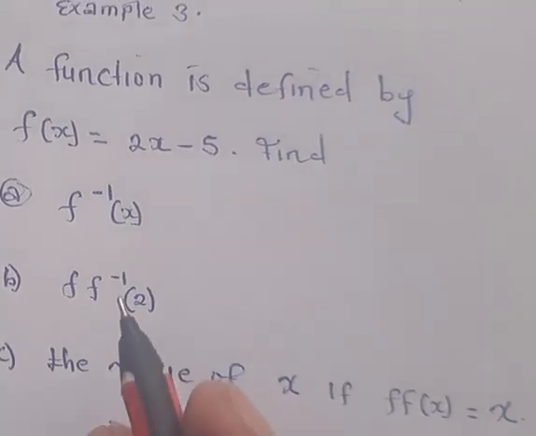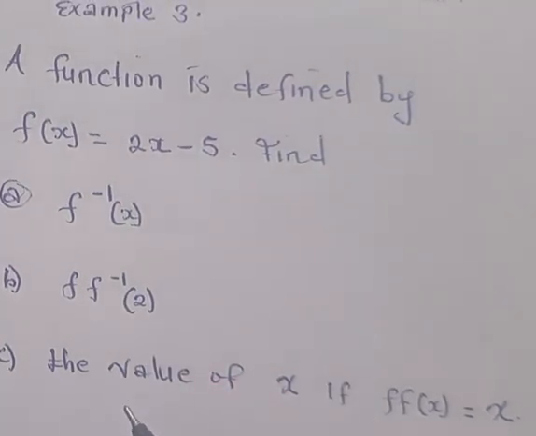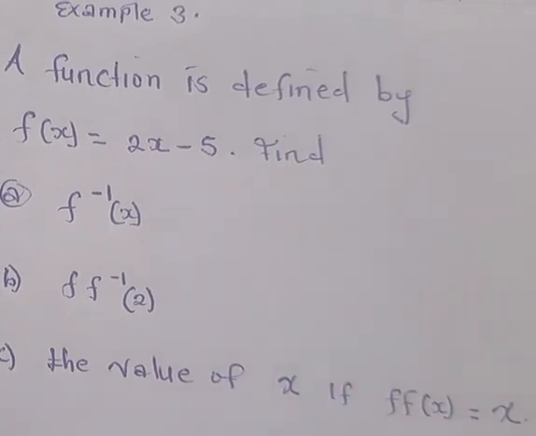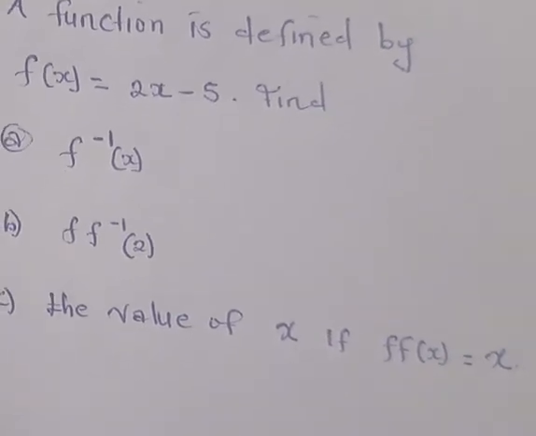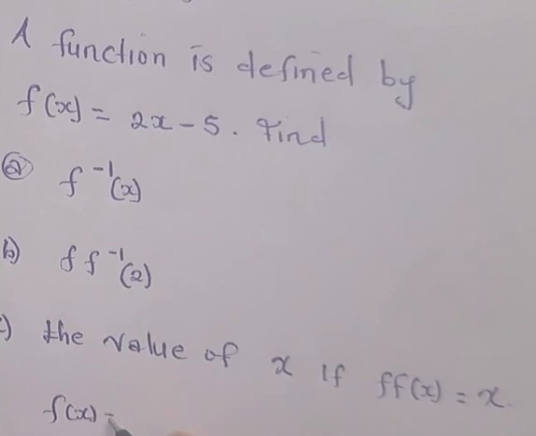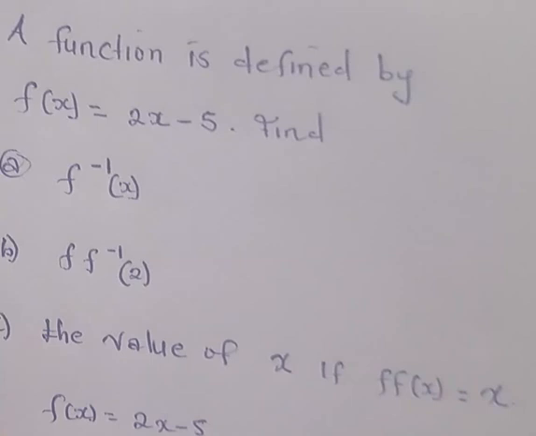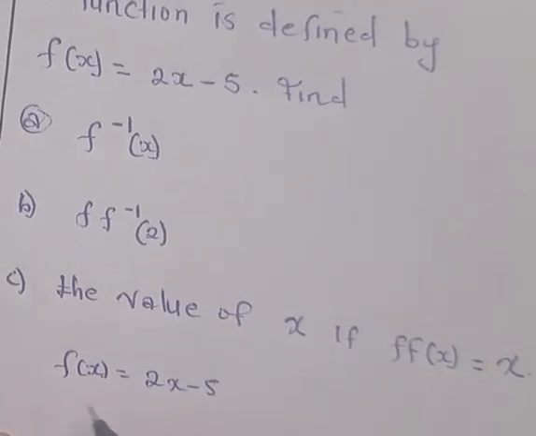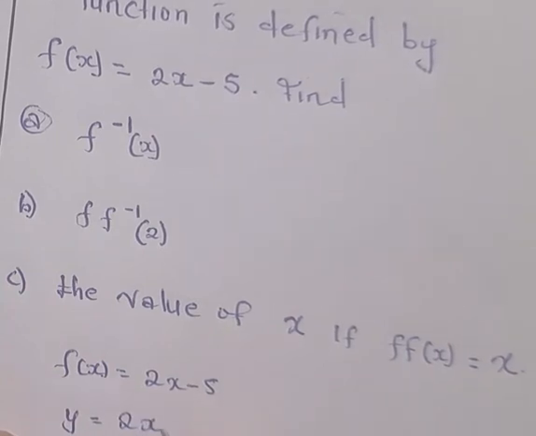So this one says a function is defined by f of x is equal to 2x minus 5. Find the function f inverse of x. Remember, you just have to write it the way it is. The function is f of x is equal to 2x minus 5. Then from there you let the left part be equal to y, so y is equal to 2x minus 5.